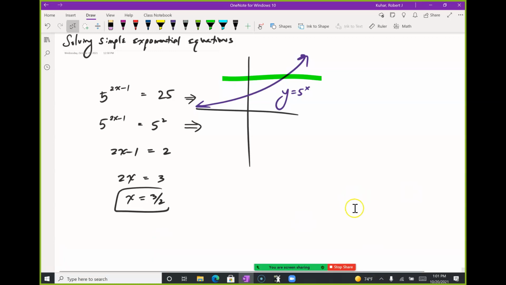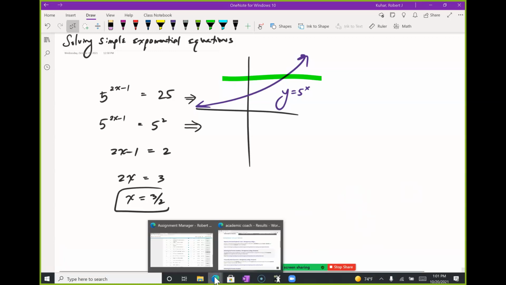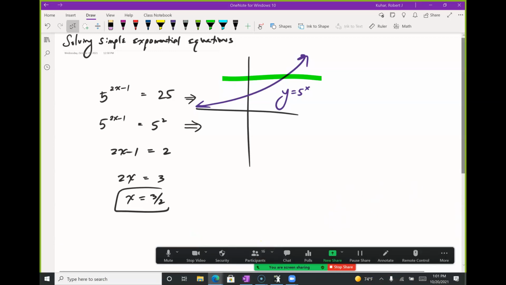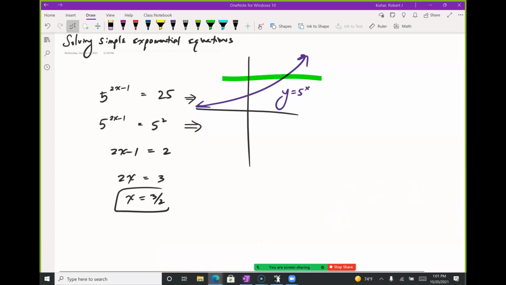Anybody want to see another one? Anybody want to see another one of those? I'm not looking at you right now, so I can't tell if you're.